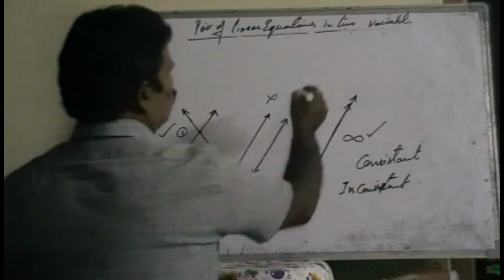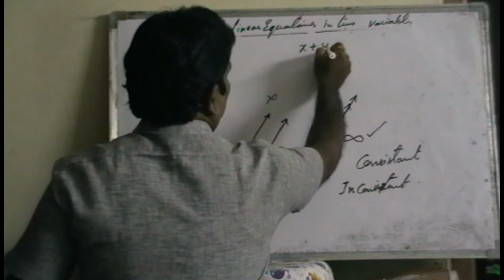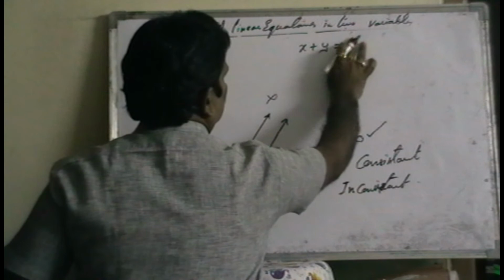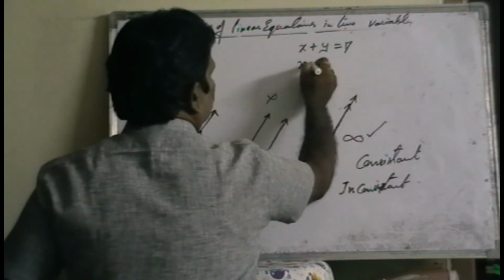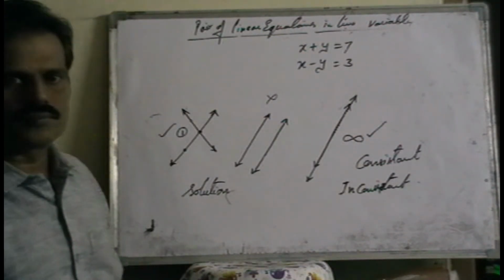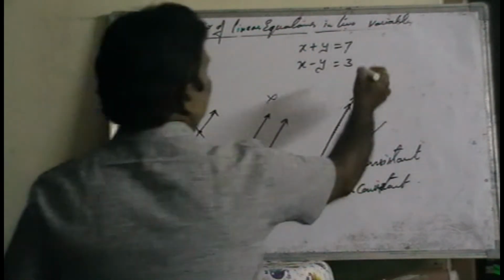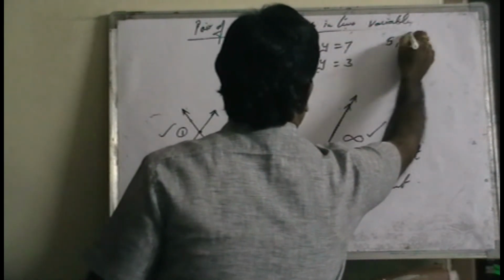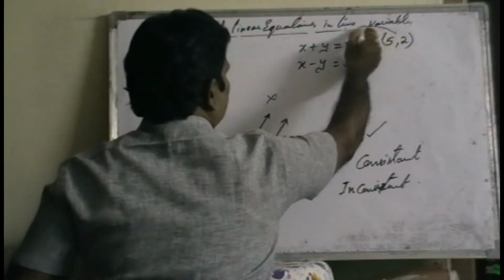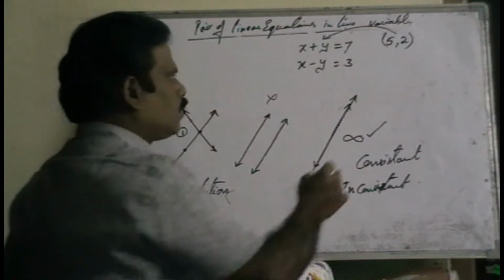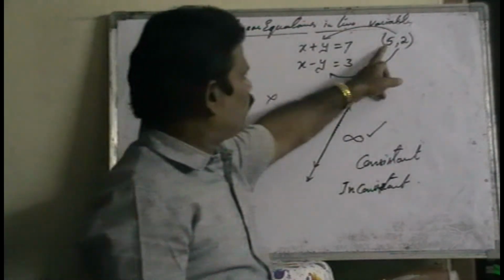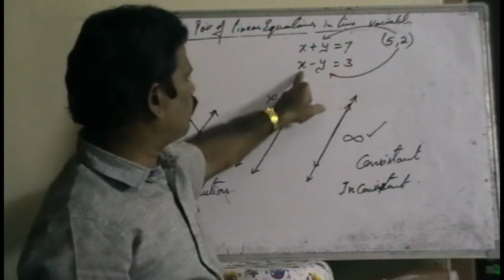Means what? Listen, suppose one pen costs x rupees and a pencil costs y rupees, the sum of the cost is 7 rupees and the difference of their cost is 3 rupees. Now what is the solution? See, for example, 5 comma 2, right? 5 plus 2 how much? 7. So this point satisfies this equation, and the same point satisfies this one also. 5 plus 2 is 7, 5 minus 2 is equal to 3.